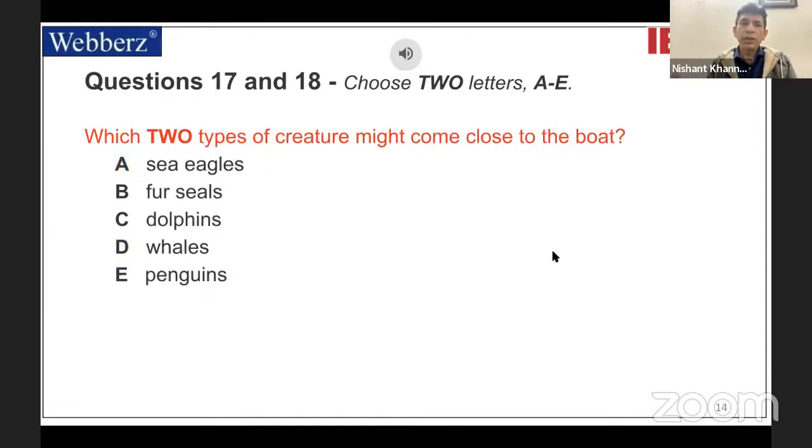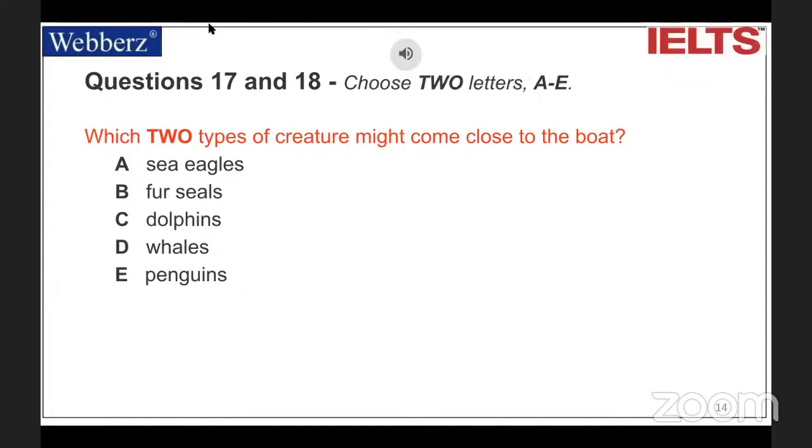Question number 17 and question number 18. So what you have to do, you have to find out two types of creature you might come close near the boat. So let us see what the answers are.